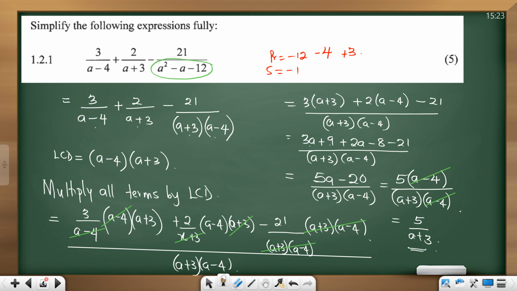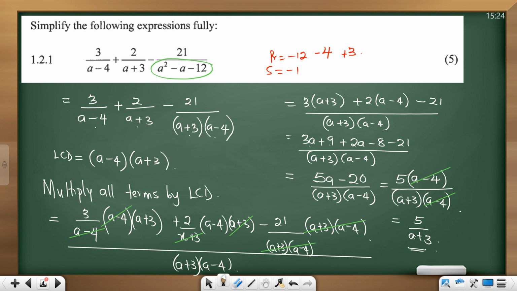Are you sure I did not lose you? Because I was moving fast there. So basically, let's go through. We quickly get our LCD. We check what is common. Whatever is common, we just pick one of them. We always pick the lowest. That's why it's called lowest common multiple. So I have a minus 4, I just pick one. I have a plus 3.